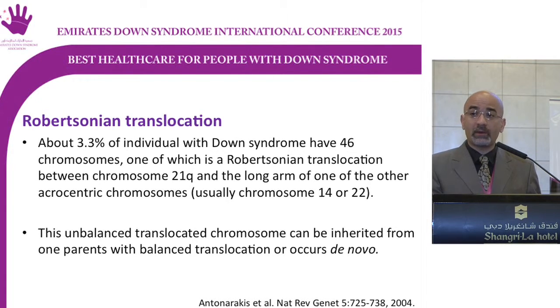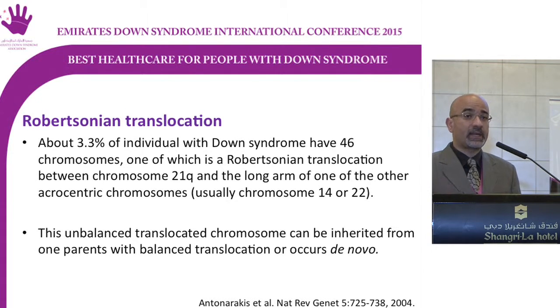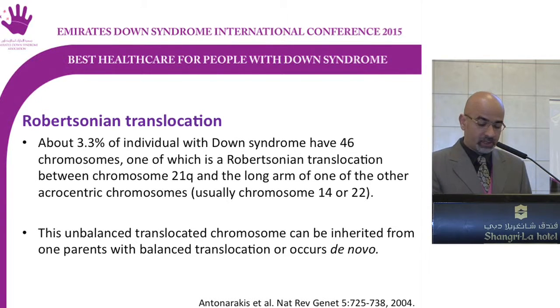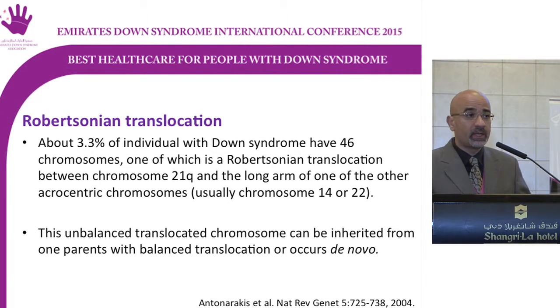So if you count, then yes, they are 46, but one of these 46 chromosomes is actually 2 chromosomes attached to each other, a chromosome 14, for example, with a 21. So you have 3 copies of chromosome 21. And this can happen de novo, where the parents have a normal karyotype, but also, importantly, the mother or the father can have what we call a balanced translocation. I'll show you pictures for this. And in this situation, the recurrence risk is much higher than what you would expect from regular trisomy 21.